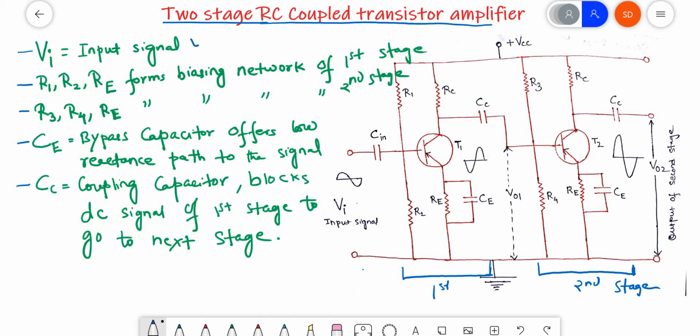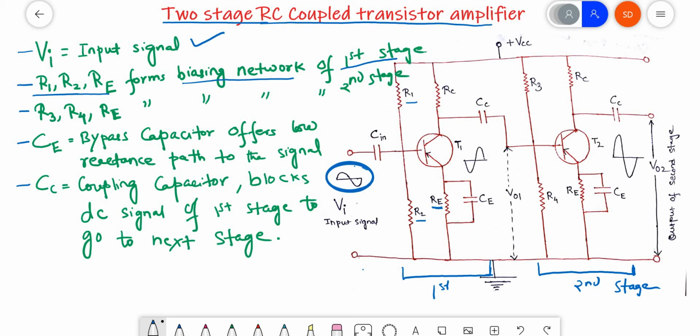Vi is the input signal. We can see that this is the input signal, and we need to amplify it. Then R1, R2 and Re form the biasing network of the first stage.